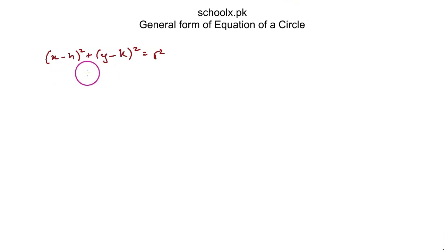The h and k stand for the center point of the circle, and r stands for the radius of the circle. So let's do an example.